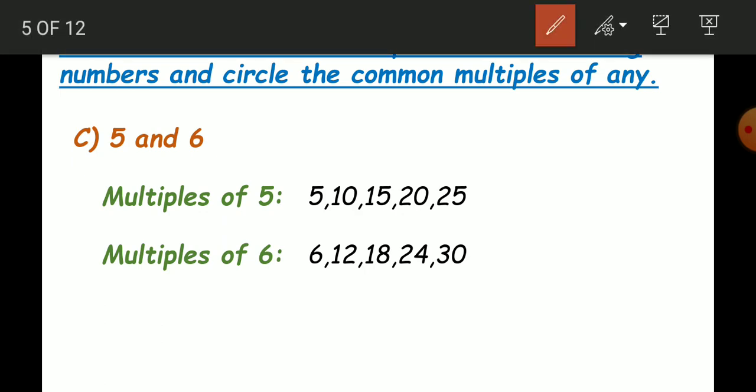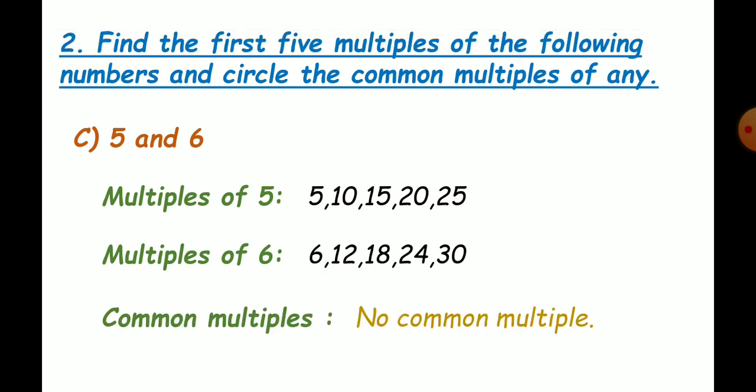So here, do you find any common numbers? Any common numbers here? No, right? So there are no common multiples for 5 and 6. If you consider only the first 5 multiples, there are no common multiples here.